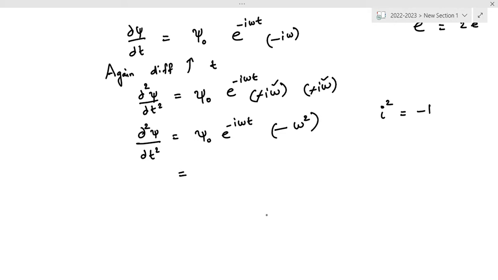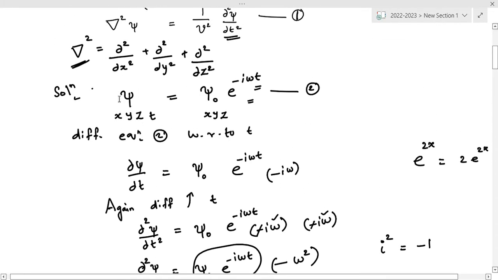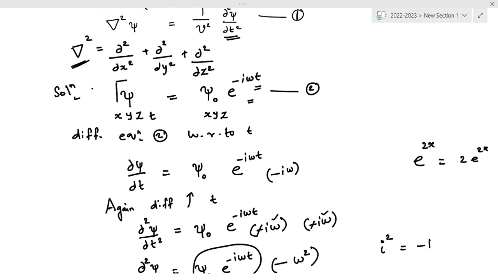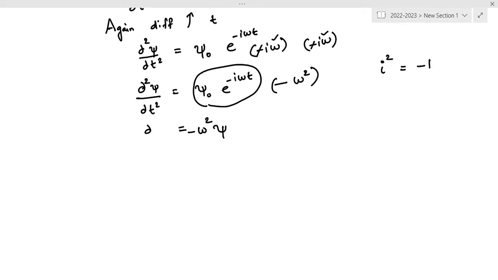Then we can simplify the above equation by replacing psi naught e power minus i omega t as psi. Here in equation 2 we get psi is equal to psi naught e power minus i omega t. Therefore this is replaced by psi and we have minus omega square psi, which is equated with del square psi by del t square.